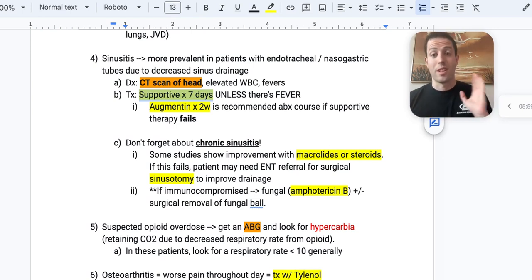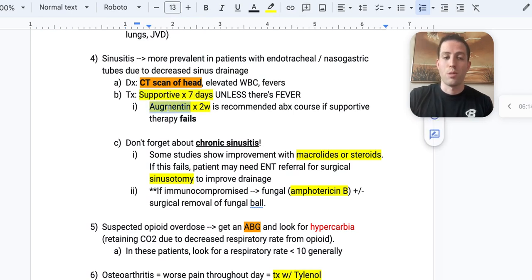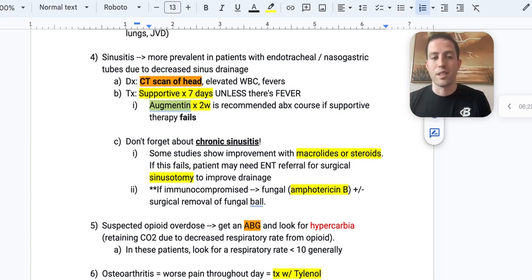In real life, oftentimes people are just going to throw you on antibiotics, but for the NBME and the USMLE, you don't put them on antibiotics unless they have severe symptoms or there's a fever. And so, if there is a fever or supportive therapy has failed, you're going to jump to Augmentin for 10 to 14 days. I just keep it simple in my head and say Augmentin, 2 weeks, done. All right. And so, that's what you do for sinusitis.